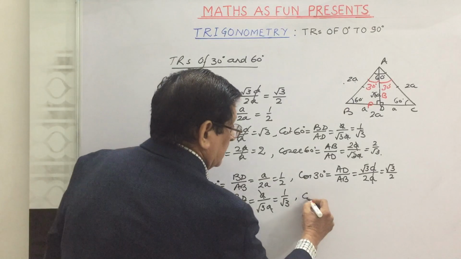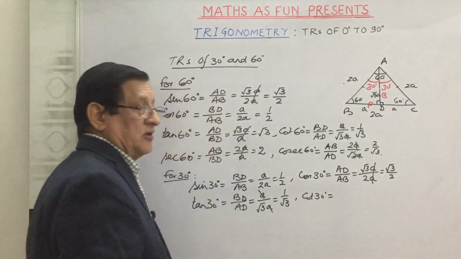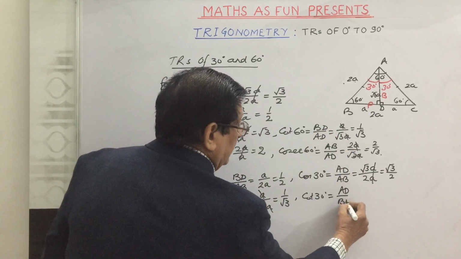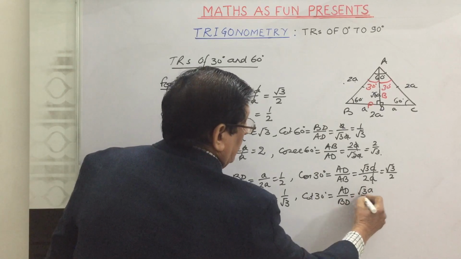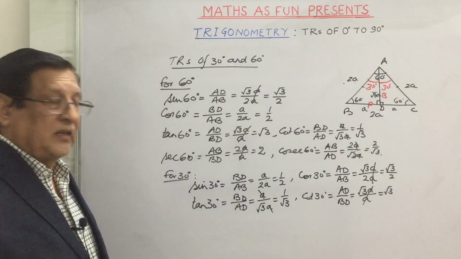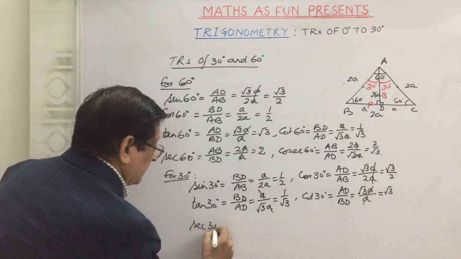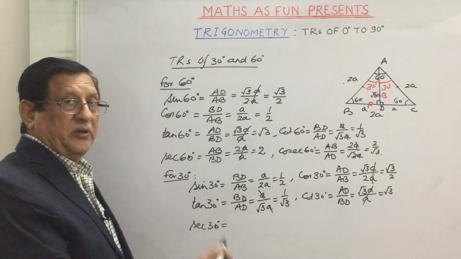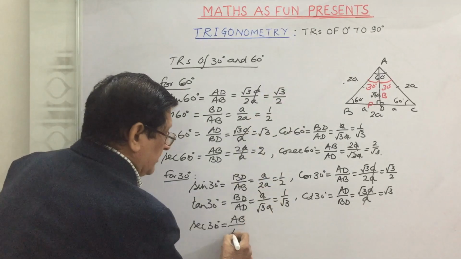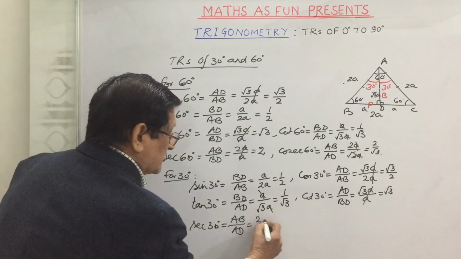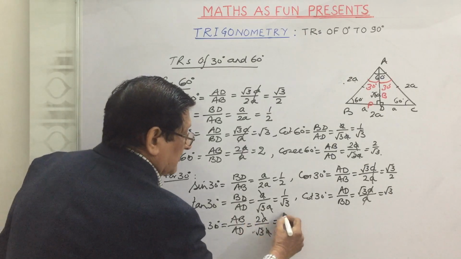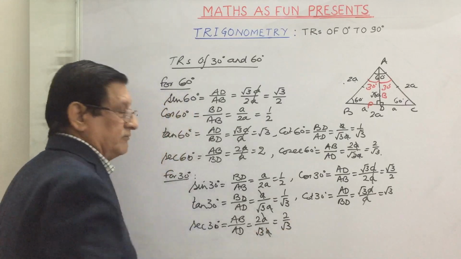Then cot 30. Cot 30 we know is base upon perpendicular. Base here is AD, perpendicular is BD. AD is root 3a, BD is a, this gives you root 3. Sec 30 we know is hypotenuse upon base. Hypotenuse is AB, base is AD, AB is 2a, AD is root 3a, a and a cancel, the value comes as 2 upon root 3.